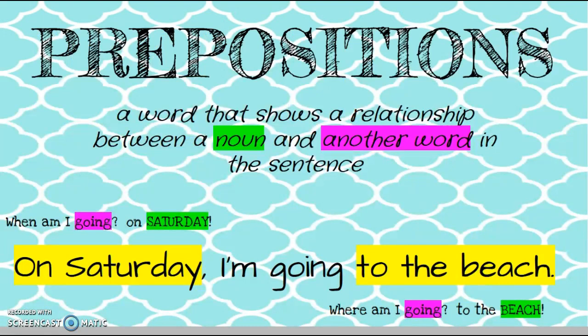As a recap from yesterday, we talked about what a preposition is. It's a word that shows the relationship between a noun and another word in a sentence. It's one of the words on our list, and we always look for them at the beginnings of phrases, and they help to show where things are located or when things are happening.